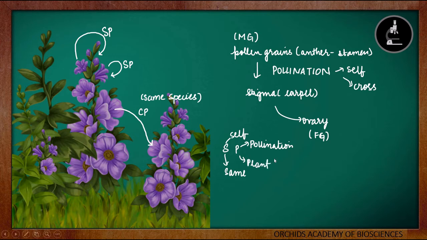So whenever there is the same plant, it is self pollination. Whenever there is a cross between two different plants, it is cross pollination. So now we are getting an idea of what self pollination and cross pollination are.